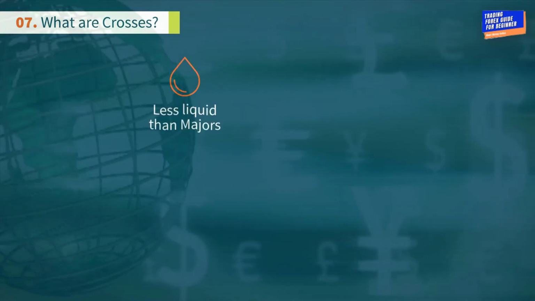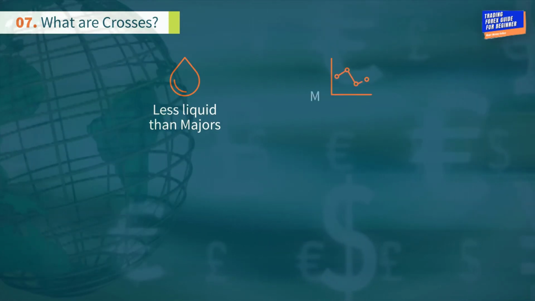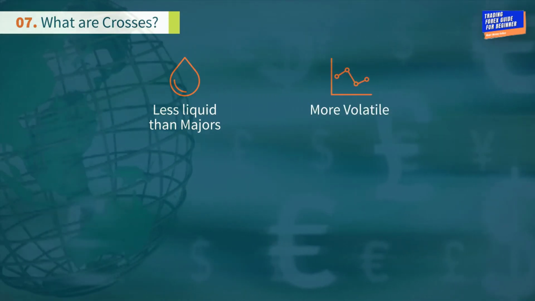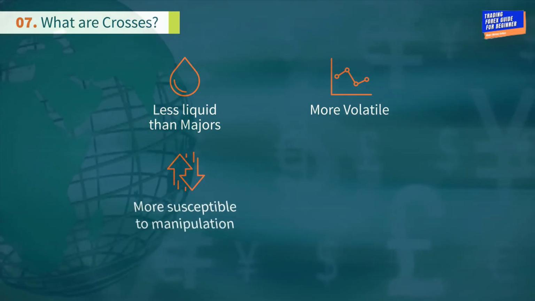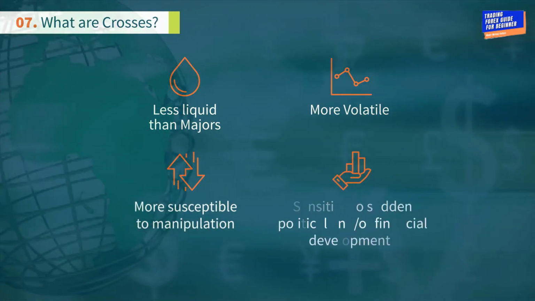Just like majors, crosses share certain characteristics that differentiate them from other groups of currency pairs on the Forex market. Here are some characteristics that give crosses wider spreads and make them riskier to trade than majors.